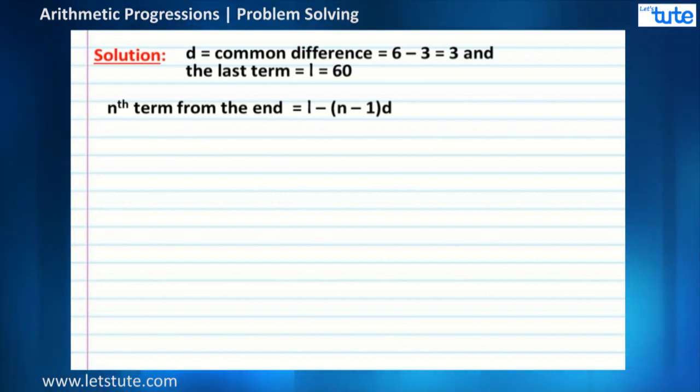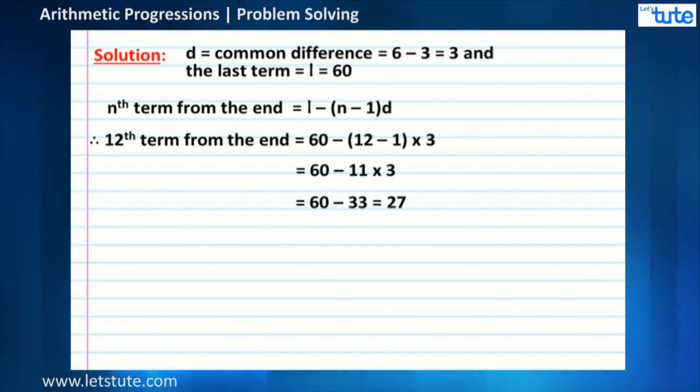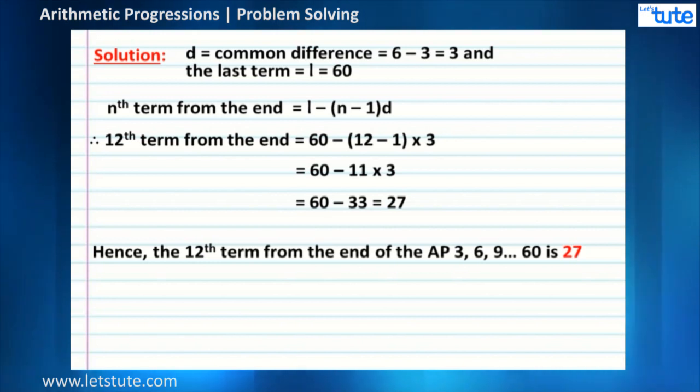By doing that we get 12th term from the end is equal to 60 minus 12 minus 1 into 3. That is 60 minus 11 into 3, which becomes 60 minus 33, which equals to 27. Hence, the 12th term from the end of the AP 3, 6, 9 and so on up to 60 is 27.